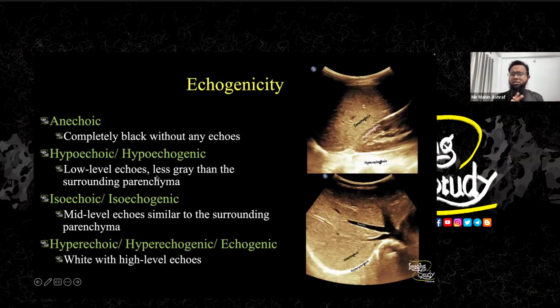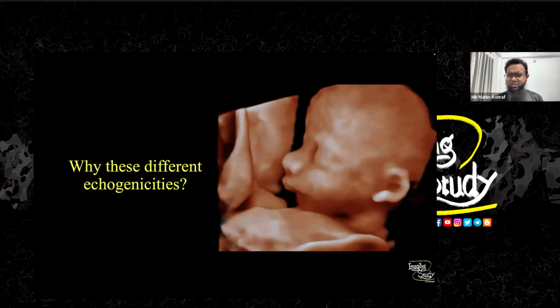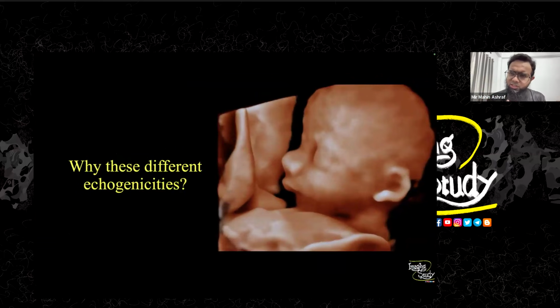So we have completed the echogenicity part. We have 4 different echogenicities: anechoic with no echogenicity, like blood vessels, fluid, whatever. Hypoechoic means the echogenicity is lower than the hepatic parenchymal echogenicity. Isoechoic means it has similar echogenicity to a normal liver, and hyperechoic means it has increased echogenicity in comparison to the hepatic parenchyma. Okay, so now the question arises about these echogenicities, like why these different echogenicities?